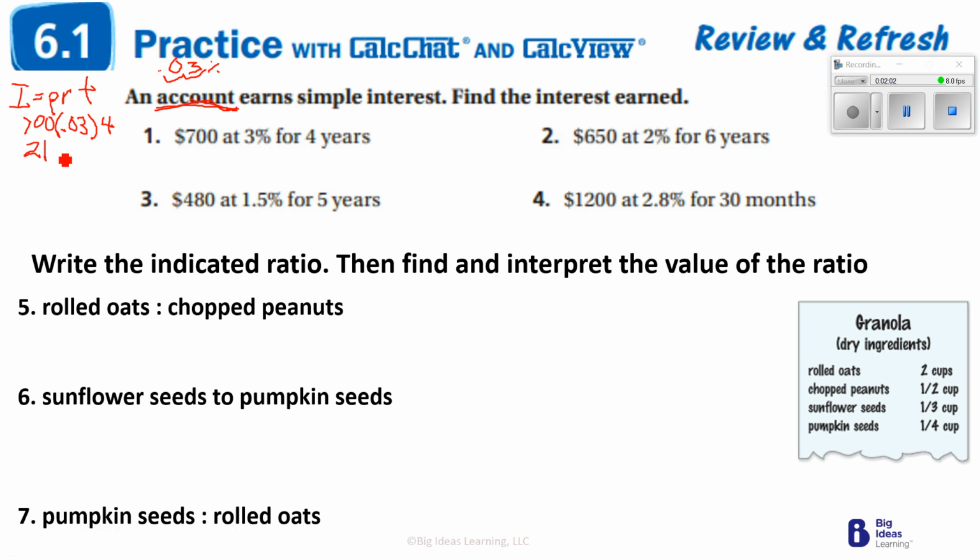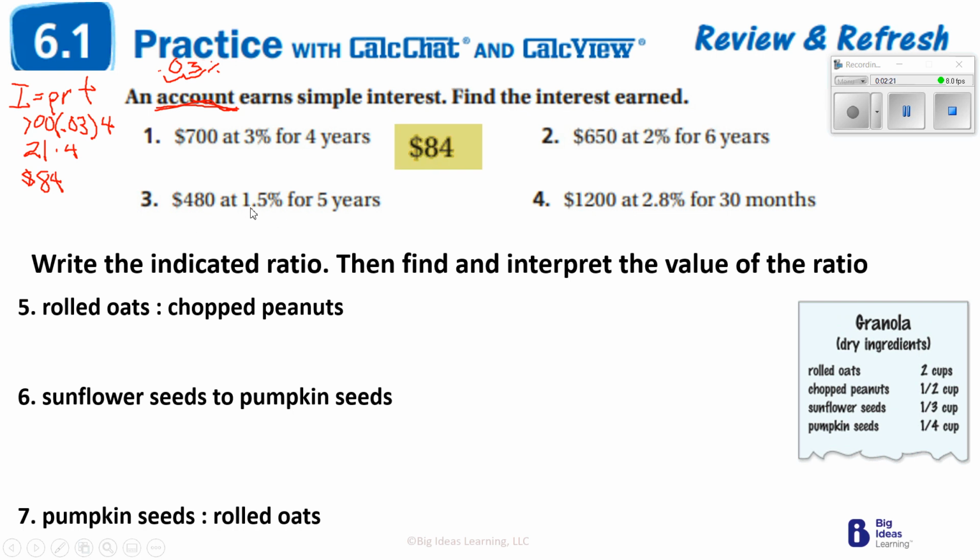And now I've got to multiply 21 times 4. Remember, I multiplied these two numbers. I did nothing with 4 so far. 21 times 4 is 84. So the interest should be $84. And the answer is $84.